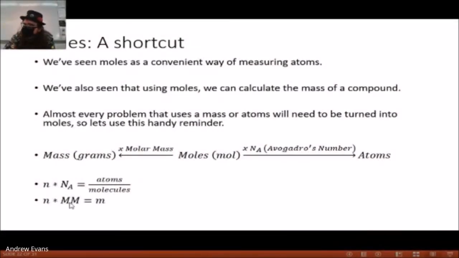So how do we go back? How do we go back to moles? Mass divided by molar mass. How do we go back from atoms to moles? Atoms divided by Avogadro's number. We're going to need to be able to convert between the two without getting lost.